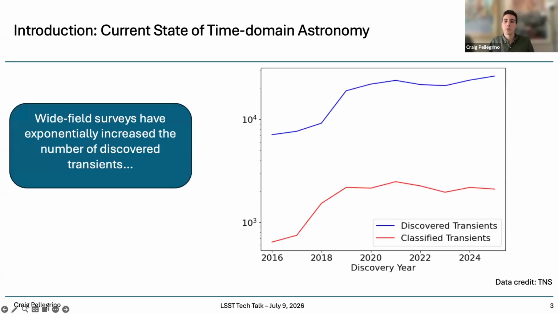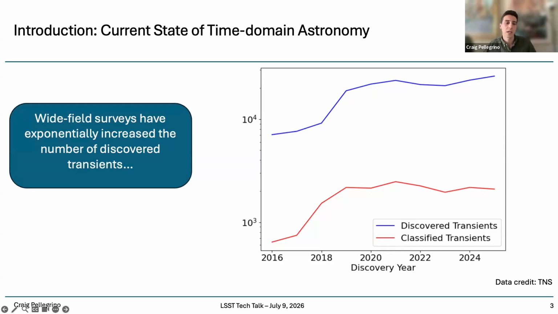So I like to start with an intro to time domain astronomy. Over the past decade or so, different time domain surveys such as ZTF, ATLAS, and ASSASSIN have discovered this exponentially increasing number of transients. What I'm plotting here is the number of discovered transients in blue versus the number that have been spectroscopically classified in red. This is data taken from the Transient Name Server, or TNS, which is sort of this bookkeeping server for different extragalactic transients that are reported by the community. And this y-axis here is in log space.